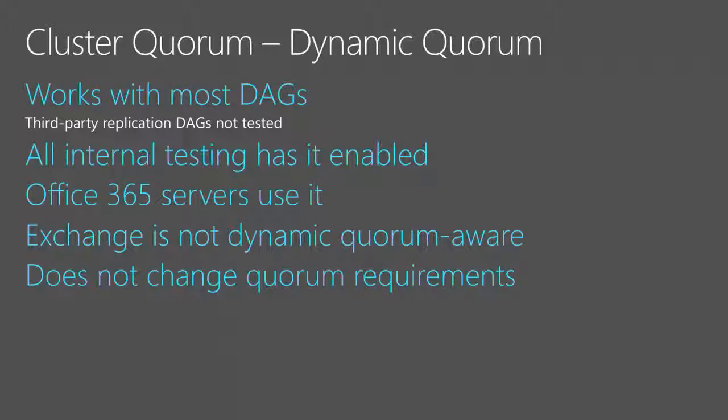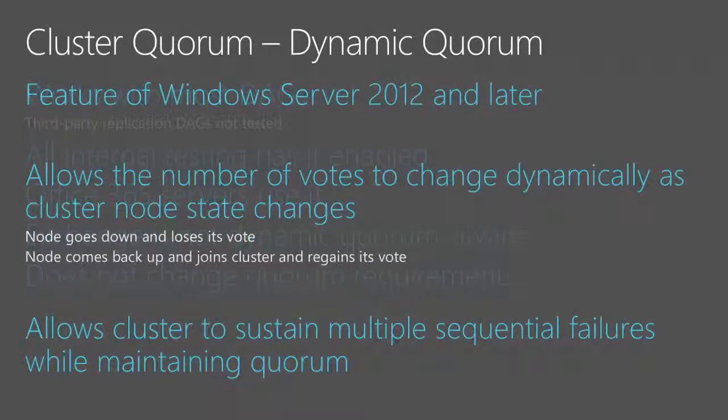quorum and dynamic witness. So a couple things about dynamic quorum. First, it works with most DAGs. We can't say all DAGs because we don't do any testing with any DAG that uses our third-party replication APIs. But I'm not aware of a single customer anywhere using that. So suffice it to say it works with all DAGs, but we can't say all. All of our internal testing has it enabled. It's all enabled in Office 365. Every DAG has it there. But again, it doesn't change the quorum requirements, and Exchange still doesn't become quorum aware as a result of it.